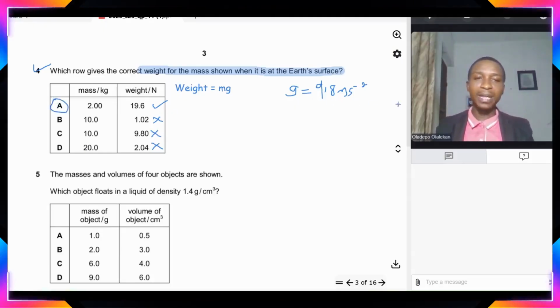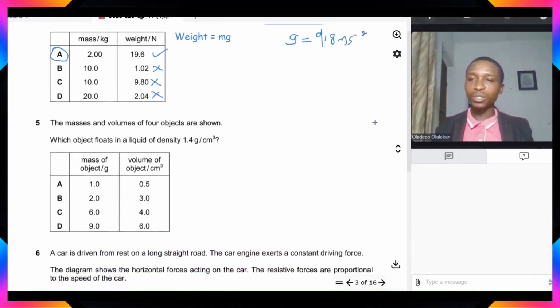All right, let's look at the final question, which is question 5. Question 5 reads: the masses and volumes of 4 objects are shown. Which object floats in a liquid of density 1.4 gram per cm cubed? So the question here is, we want to determine the object that is going to float in the liquid, and the liquid has a density of 1.4 gram per cm cubed.